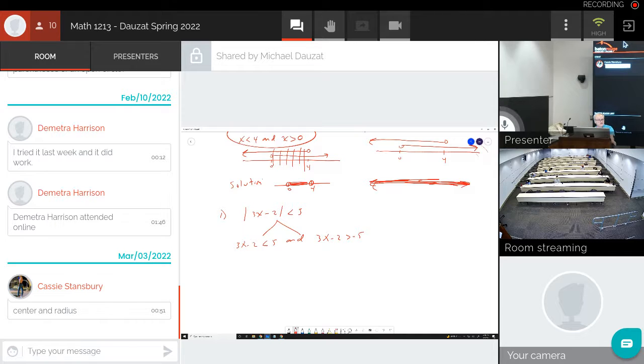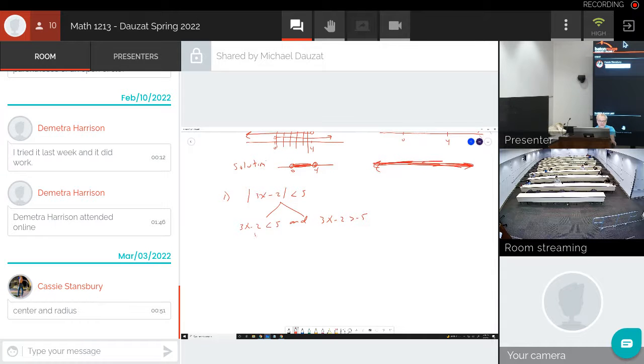And then you just solve each of those individually. All right, so let's solve each one. I'm going to add 2 to both sides. So I get 3x is less than 7. Divide both sides by 3. I get x is less than 7/3. Now remember, x is less than 7/3 is a solution to this linear inequality right here. That's not necessarily a solution to the original, but it's a solution to this one.